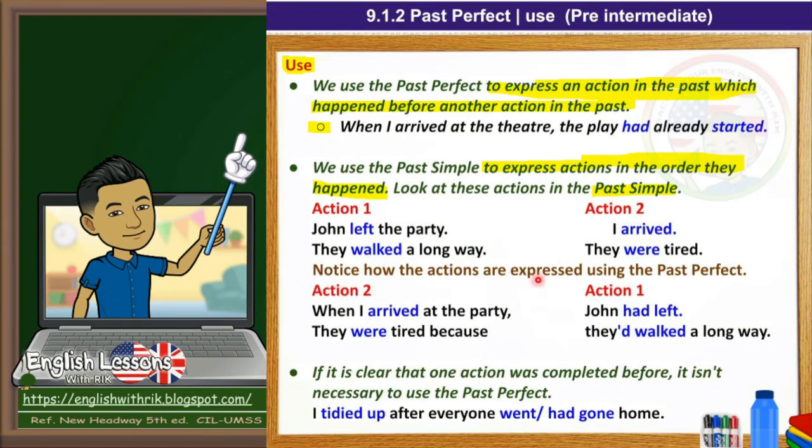Notice how the actions are expressed using the past perfect. When I arrived at the party, John had left. They were tired because they'd walked a long way. If it is clear that one action was completed before, it isn't necessary to use the past perfect. I tidied up after everyone went, or had gone home.